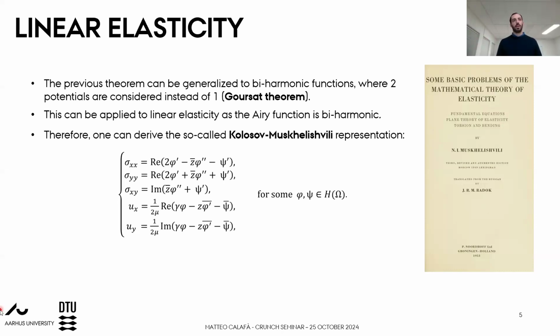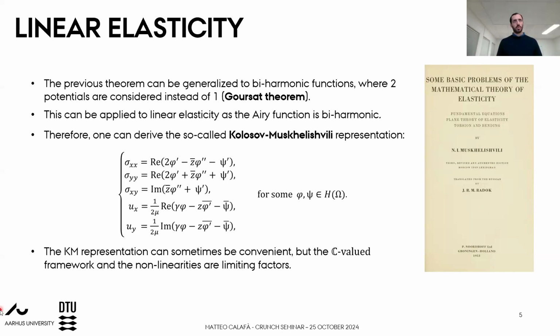The Kolosov-Muskhelishvili representation can sometimes be convenient, and in the past was often used for finding analytical solutions, because you can imagine that taking any phi and psi, you automatically obtain some solutions to the linear elasticity problem. That's why it's sometimes very convenient. But this representation requires introducing this complex-valued framework. And also, as you can see from the z in the representation, it's not a linear system.